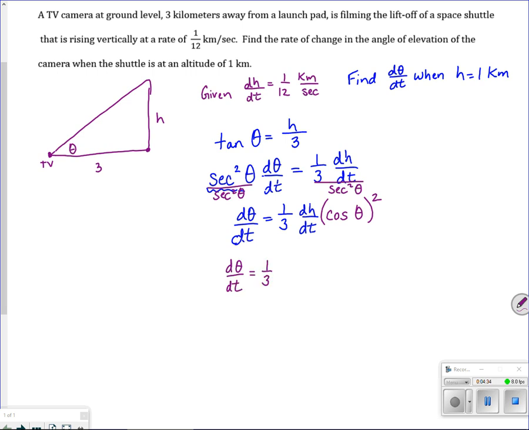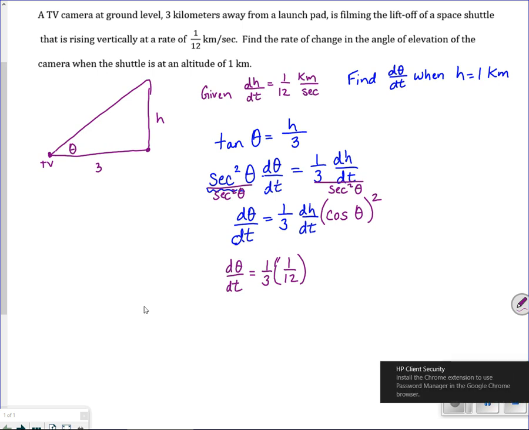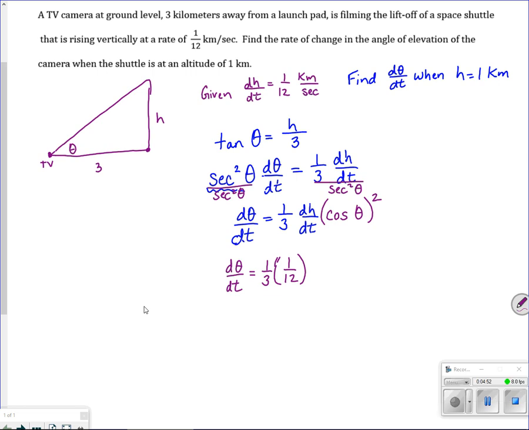1/3 dh/dt was 1/12. Then I get to this cosine business. And as we've talked about, after you've taken the derivative, they didn't explicitly tell you what cosine was, but you have enough information to get it. And I want you to put a big star right here.